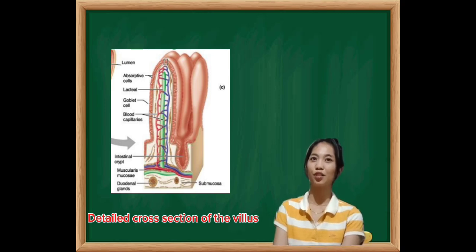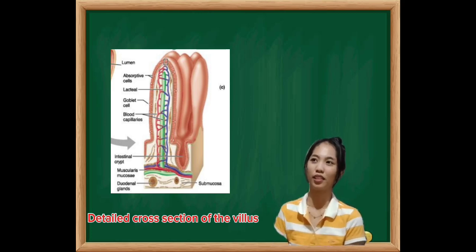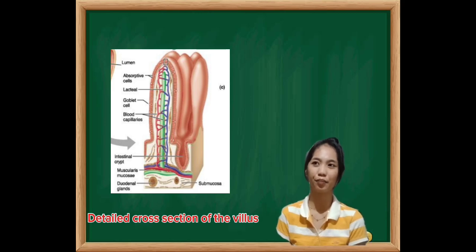Now, let's proceed to the muscularis mucosae. A thin layer of smooth muscle within the mucosa, the innermost layer of the intestinal wall, that helps to regulate the movement of villi. Now, let's proceed to the duodenal glands. These glands are located in the submucosa, the layer beneath the mucosa, and secrete mucus and bicarbonate to protect the intestinal lining from the acidic chyme, partially digested food entering from the stomach.